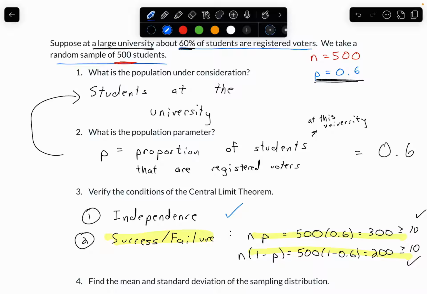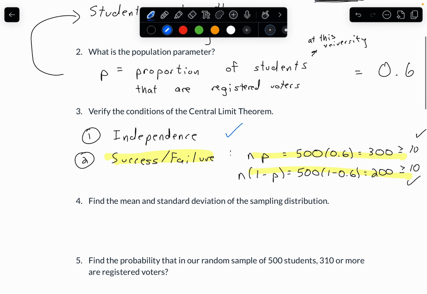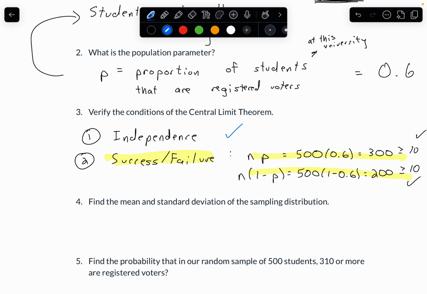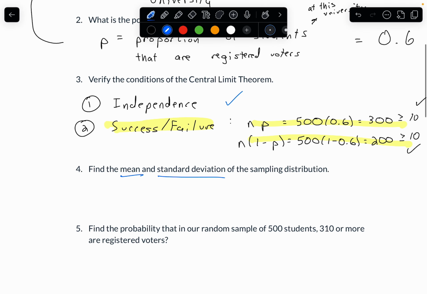So that means, yes, that the central limit theorem applies, and the central limit theorem says that the sampling distribution of p hat is normally distributed. And if I want to talk about the normal distribution, I probably need a mean and the standard deviation, and that's what number 4 is going to ask me here. It says find the mean and the standard deviation of the sampling distribution.